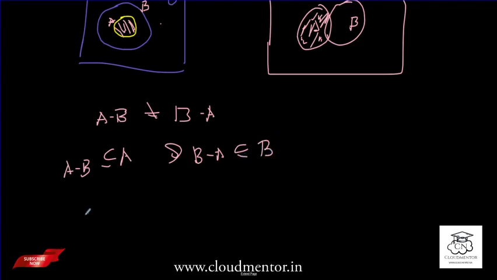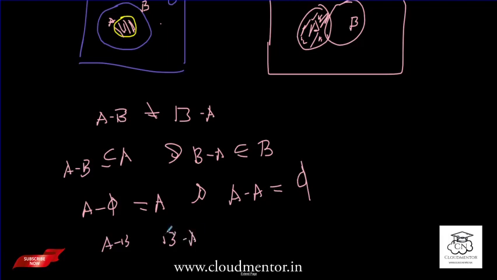And the third point to be noted here, A minus null set will be equal to A, and A minus A will be equal to the null set phi, and sets A minus B and B minus A are disjoint sets. Okay.